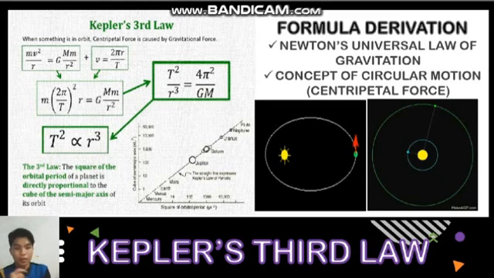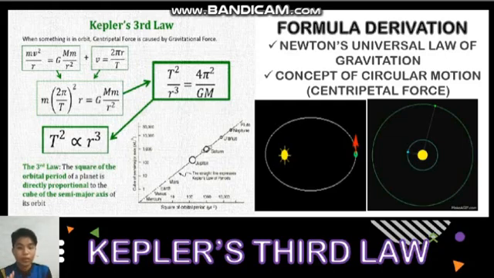So how did Johannes Kepler derive this formula? Johannes Kepler derived this formula from two basic pieces of knowledge that were learned in this topic. The first one is Newton's universal law of gravitation, and the second is the concept of circular motion or centripetal force. As we know, when something is in orbit, centripetal force is caused by gravitational force. So from these two formulas, Johannes Kepler derived a new law, that is T squared is directly proportional to R cubed.